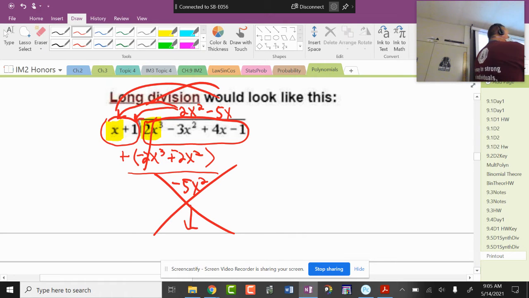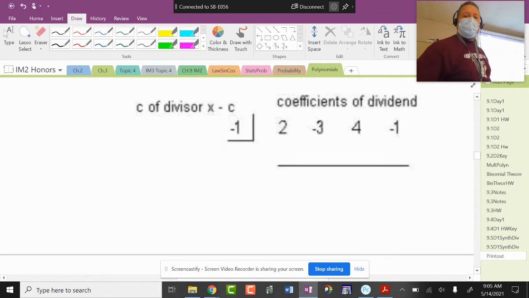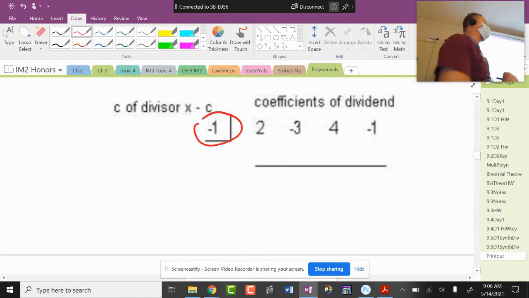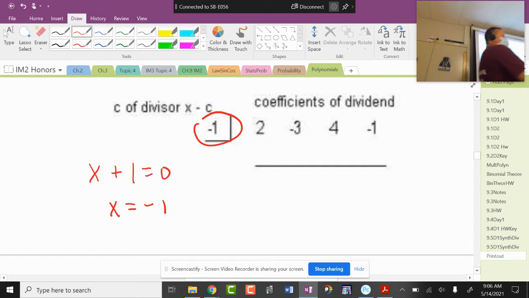But watch. Here's the key to synthetic division. This is step 1. If you're going to long divide by x plus 1, look at what you synthetically divide by. What does that say right there? Negative 1. So really what it is the 0 of this binomial that you're dividing by. So if you're long dividing by x plus 1, it's the same as synthetically dividing by -1.